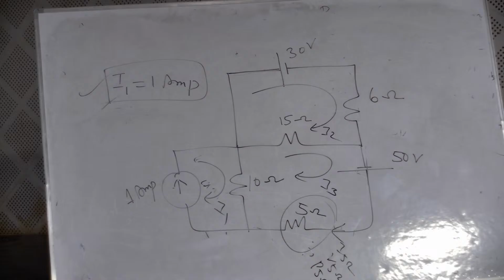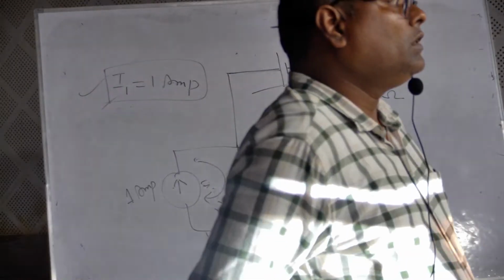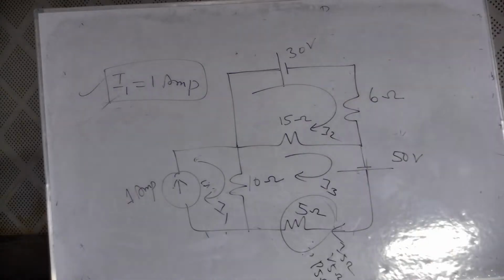A clear mention. Therefore, I1 is equal to 1 ampere from the given circuit diagram. You have to write out the last step: I1 is equal to 1 ampere from the given circuit diagram. Now, applying KVL to mesh 2.